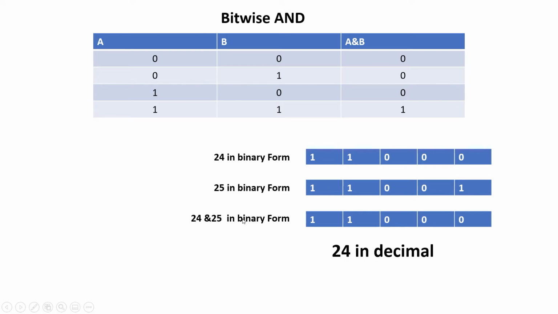Let's assume A is 24 and B is 25. If we're trying to find 24 AND 25, or A and B, all we have to do is check every bit. 0 and 1 is 0, 0 and 0 is 0, 0 and 0 is 0, 1 and 1 is 1, 1 and 1 is 1. So we have 11000 in binary, or 24 in decimal, as the value.